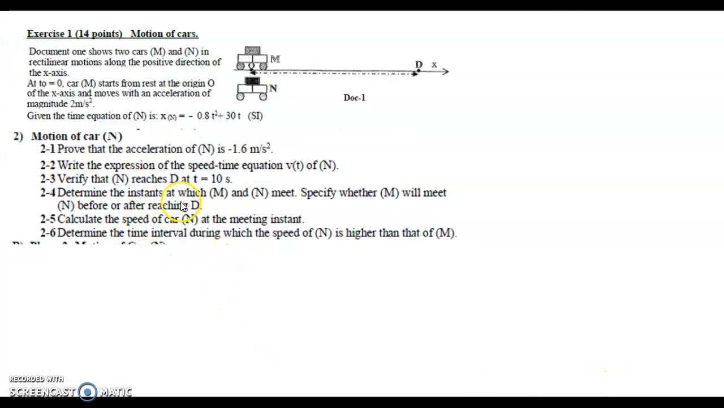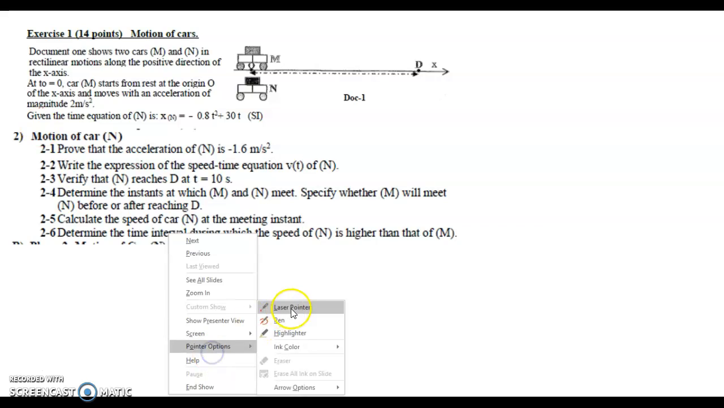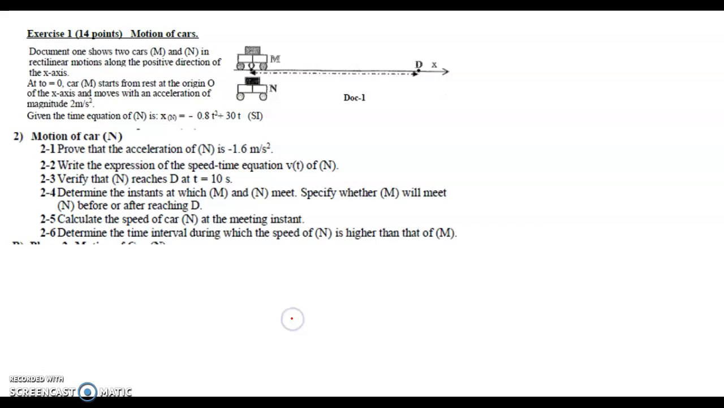2.4 Determine the instant at which M and N meet. Specify whether M will meet N before or after reaching D. So when they meet, this means that the x of M equals the x of N. That's why now we need to write an equation in order to find the instant at which they meet.